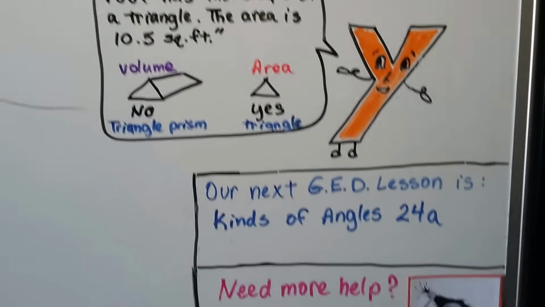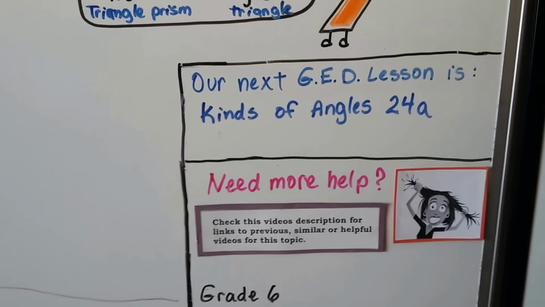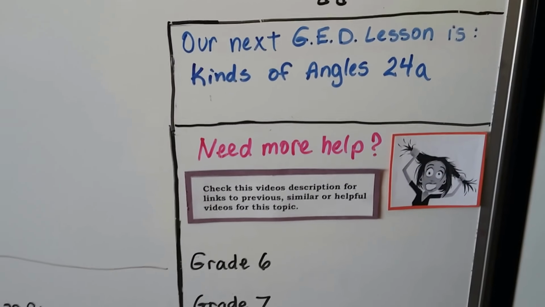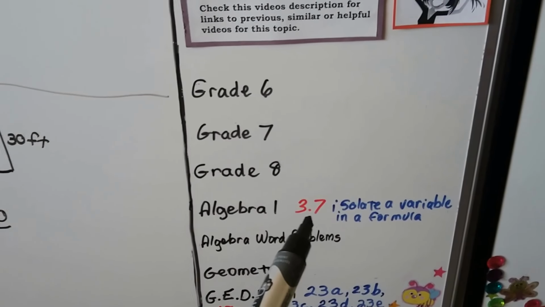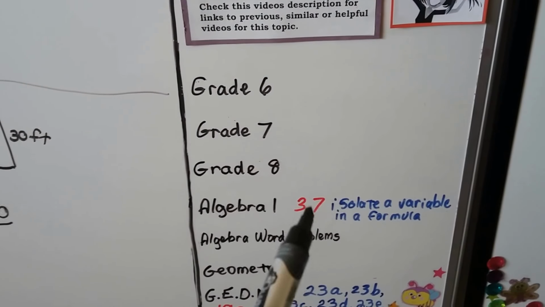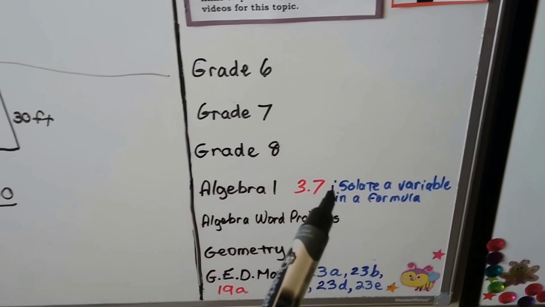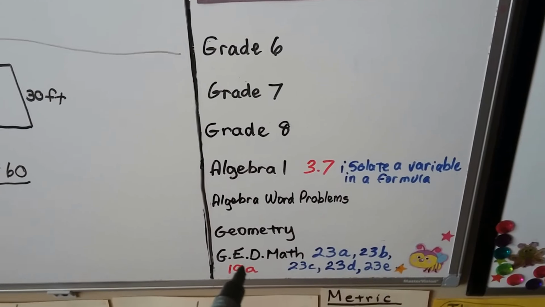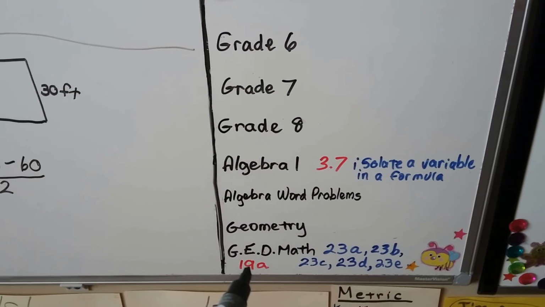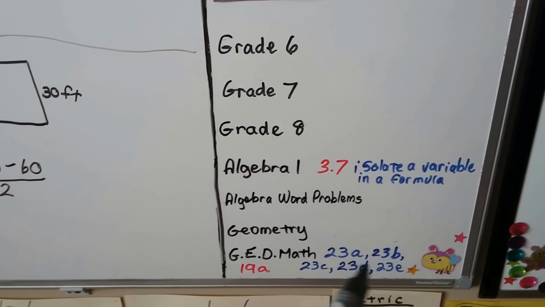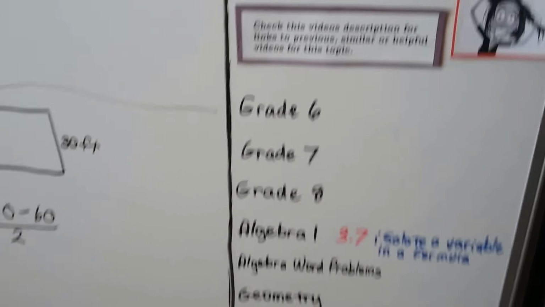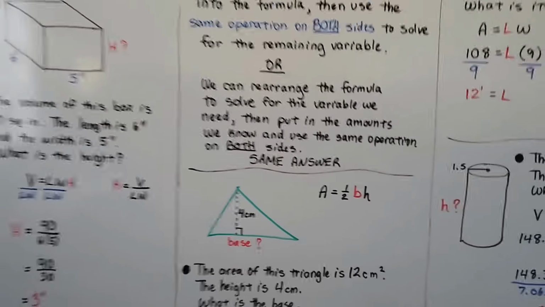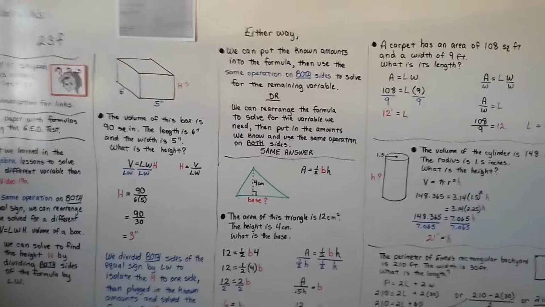All right? We're going to start talking about angles next. And we're going to be in lesson 24. I'm going to have links to 3.7 from Algebra I that told you how to isolate a variable in a formula. I actually had it in this playlist. And there's going to be links to that 19a to isolate a variable and the previous videos for lesson 23 that we did. And we'll be moving on to angles. All the different angles, okay?